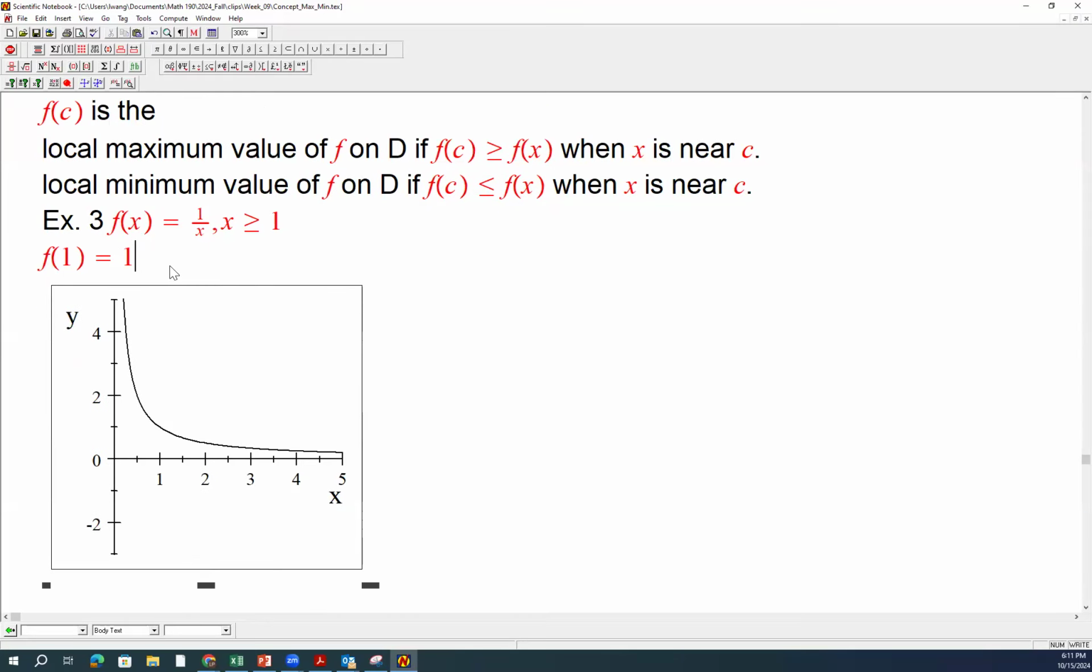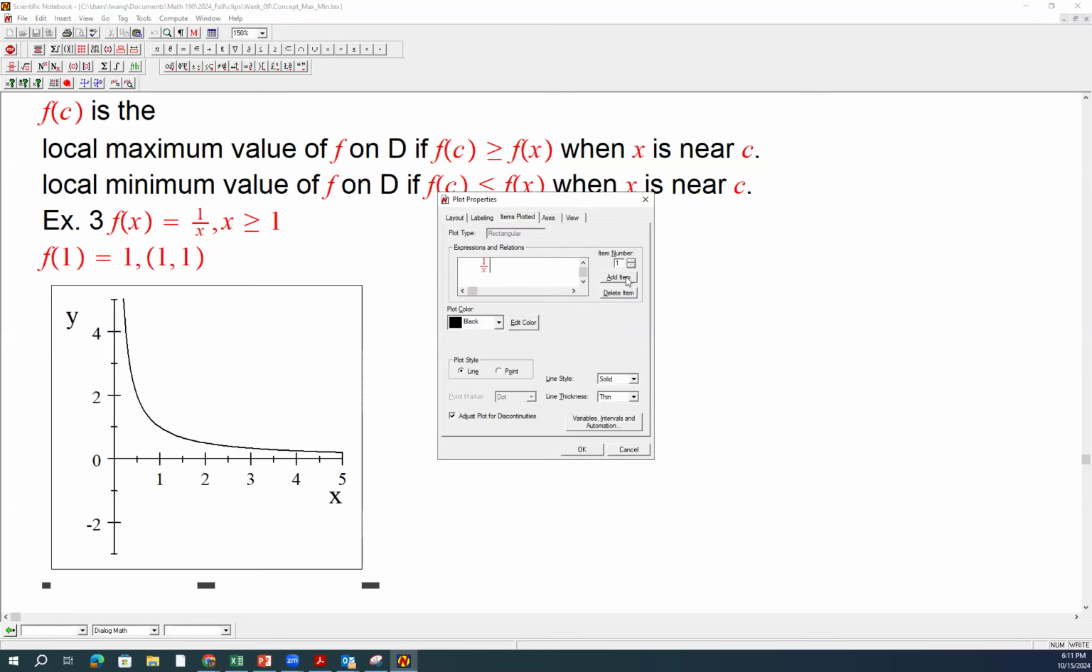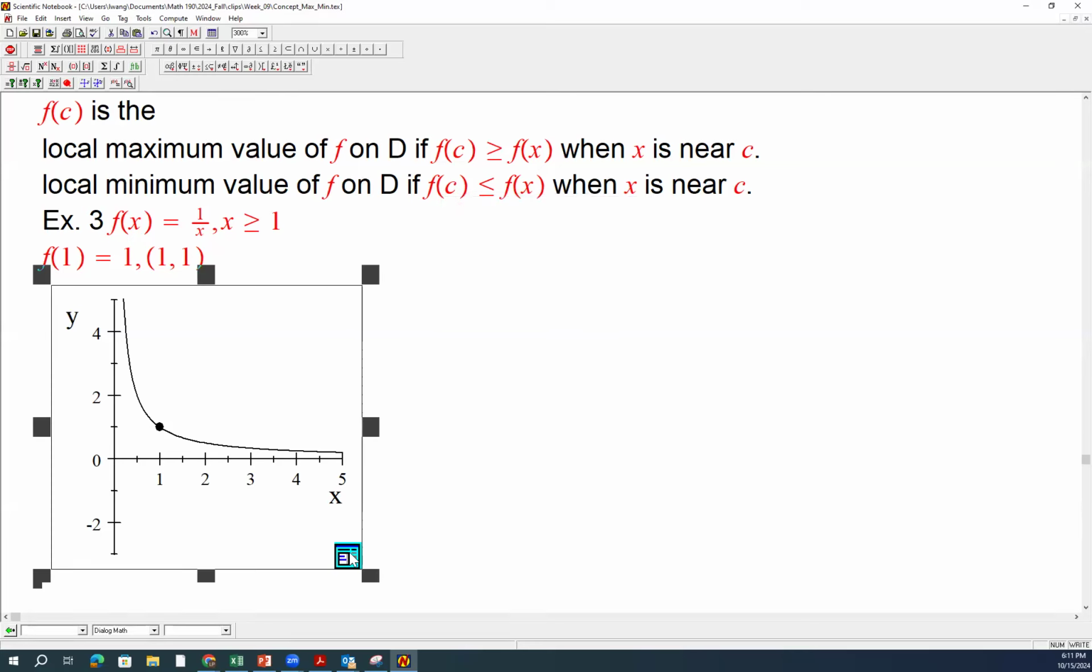So I'm going to plot this point. We got input 1, output 1, so we're going to have a dot. You learned that a dot and a circle help us figure out the point of interest. Here I use a black dot. And from positive 1 all the way to infinity, obviously we have an absolute maximum.